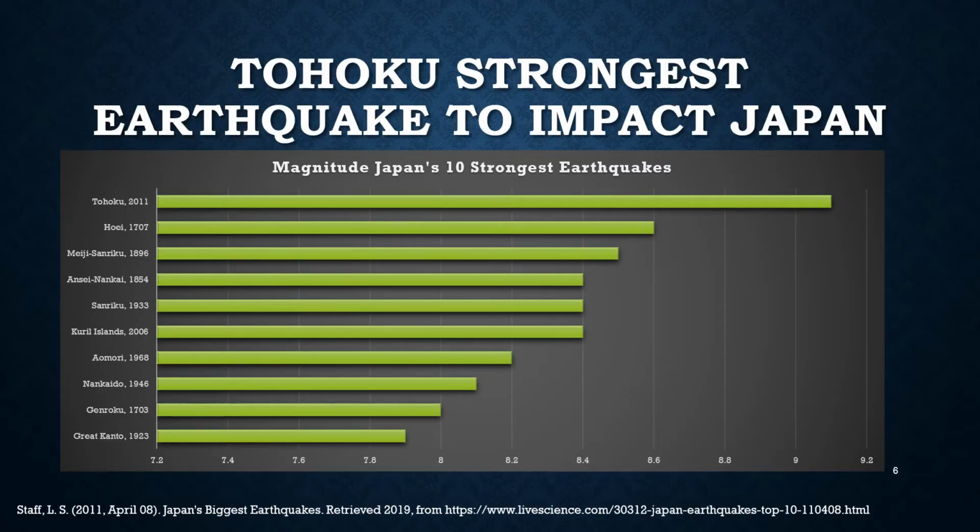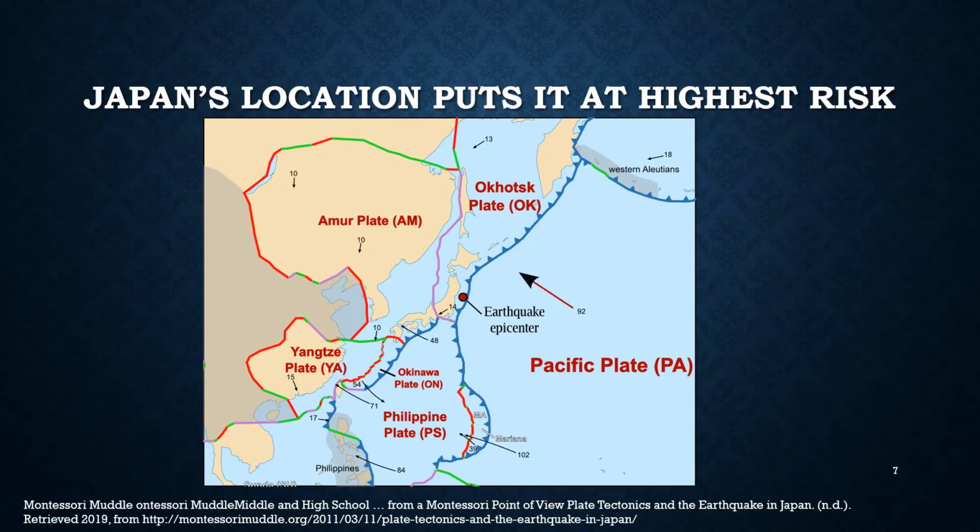So to put it in perspective, the Tohoku earthquake was the strongest that has ever impacted Japan. In fact, Japan is very susceptible to earthquakes and these types of disasters. Just looking at its history over time, Japan has had almost 10 earthquakes that are magnitude 8 or above. This region is impacted, and the reason why is because it is surrounded by all these tectonic plates.